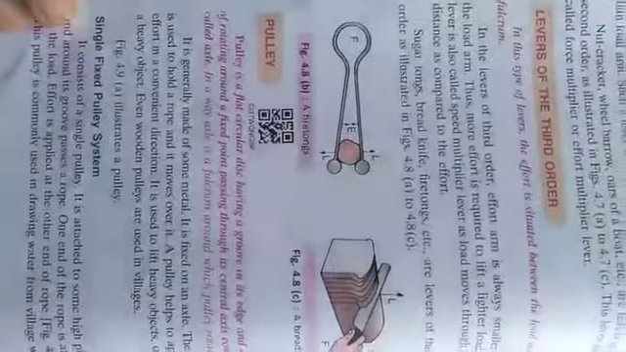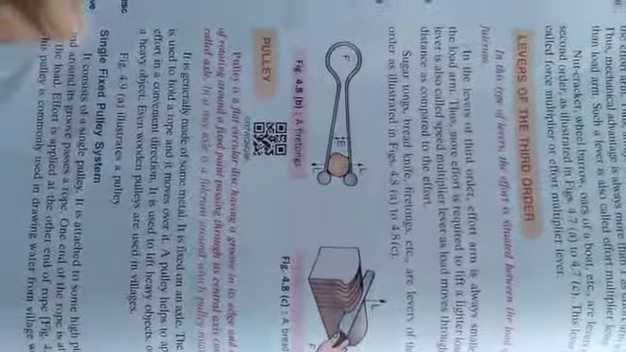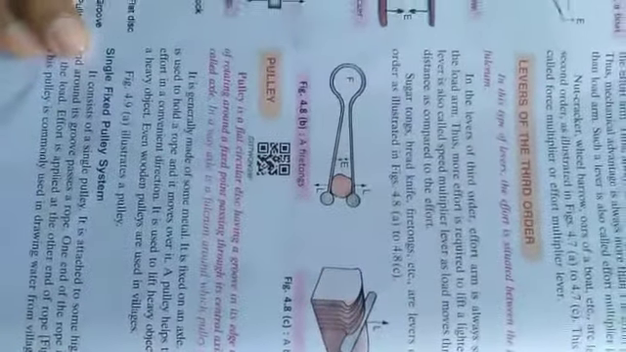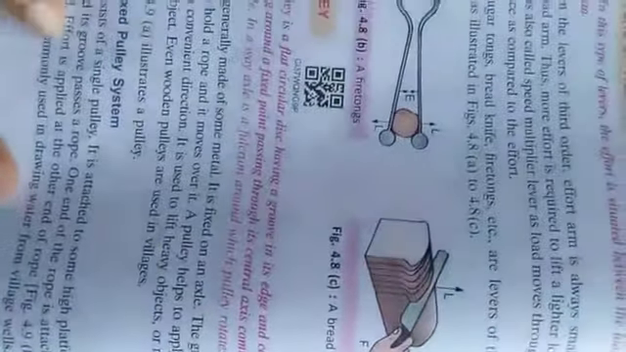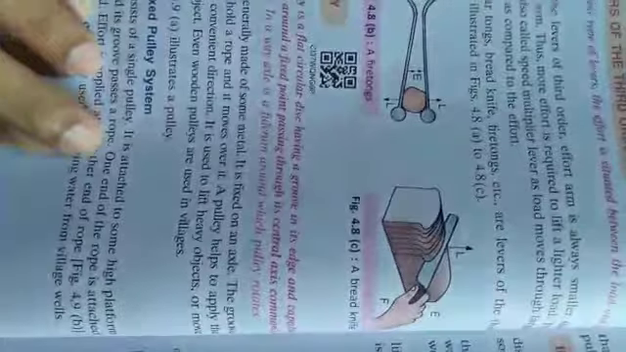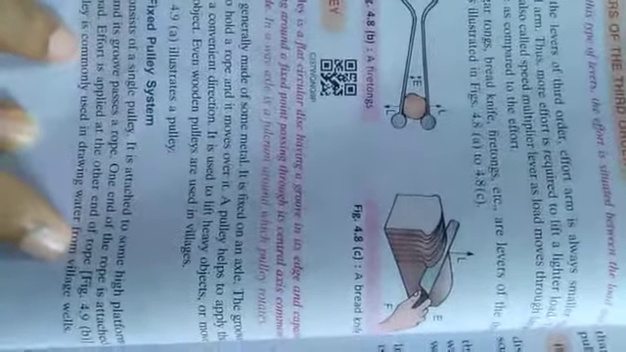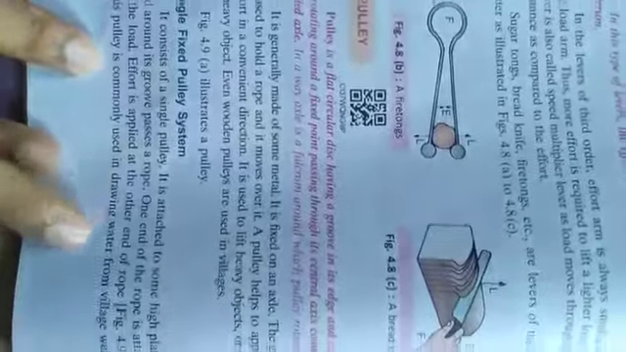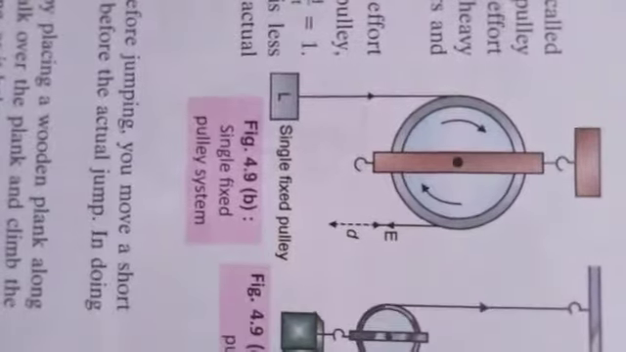Okay, so now the single fixed pulley system. What is a single fixed pulley? A pulley which has its axis of rotation stationary in position is called a fixed pulley. It consists of a single pulley attached to some high platform, and around its groove passes a rope. One end of the rope is attached to the load and effort is applied at the other end of the rope. This pulley is commonly used in drawing water from village wells. This is a single fixed pulley system.